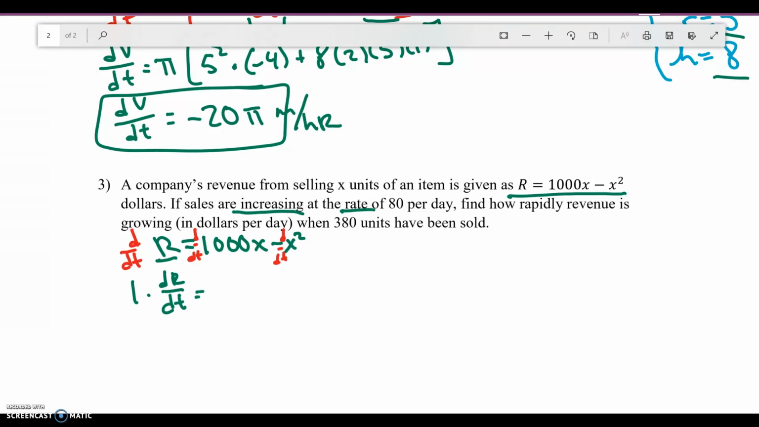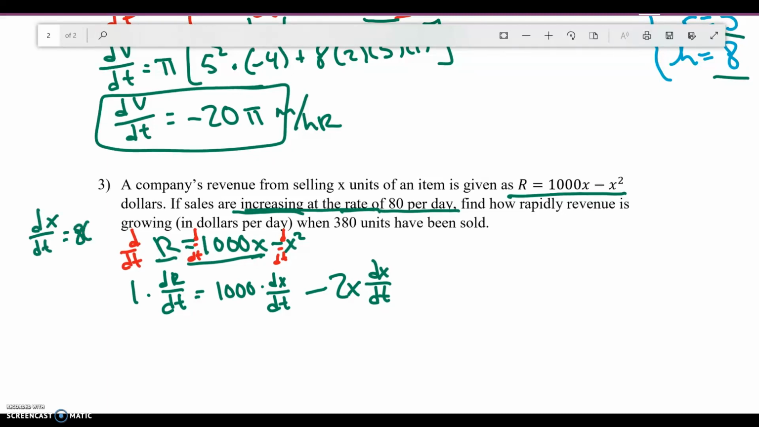This is equal to the derivative with respect to t of 1000x, which is just going to be 1000, and now I'm going to add a dx over dt, since the letter in this case was x. Minus the derivative of x squared, which is just 2x, and now I'm going to add another dx over dt. Okay? So now we know that the sales are increasing at a rate of 80 per day. So that's just dx over dt. dx over dt is just going to be 80.